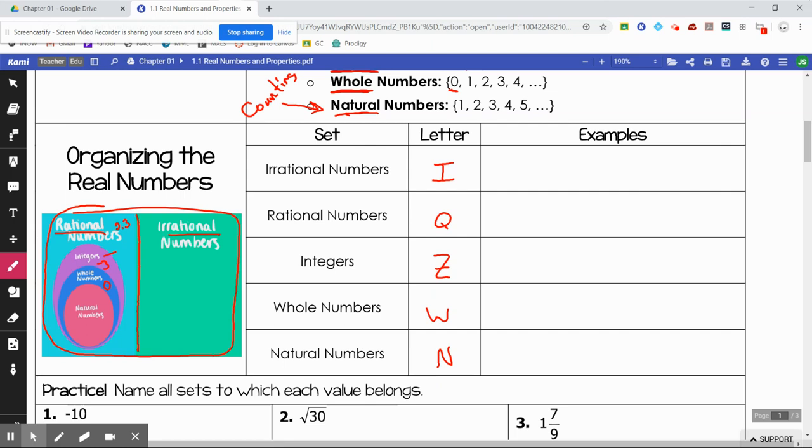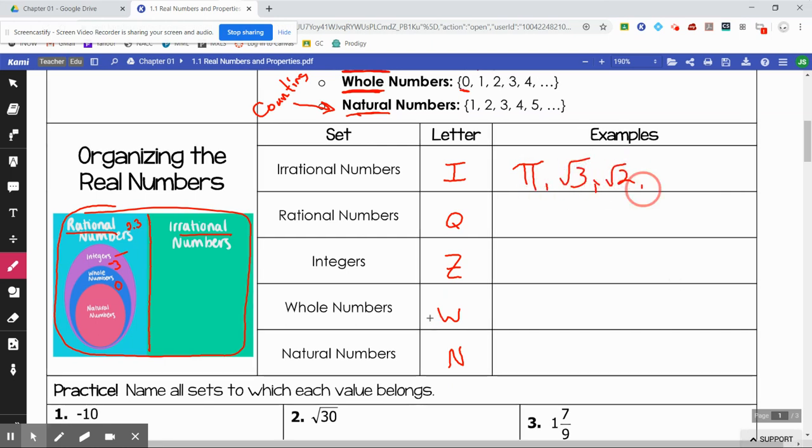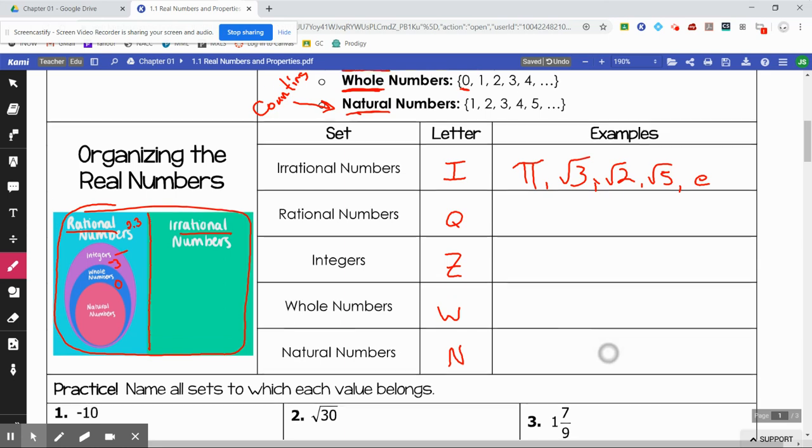Some examples again of each of those. Irrational numbers, examples would be pi, the square root of 3, the square root of 2, the square root of 5, any number that you don't know the square root of, any square root that's going to be a decimal. And I'm going to throw in another one that we'll talk about later on, the value of e. e is like pi, an irrational value, but we'll discuss it later on in Algebra 2.